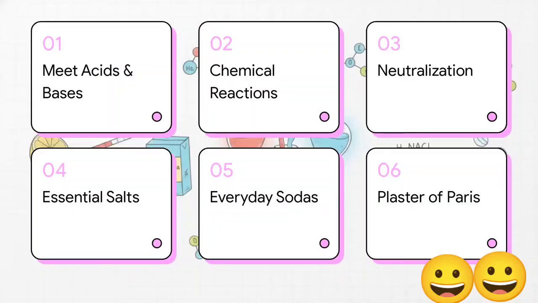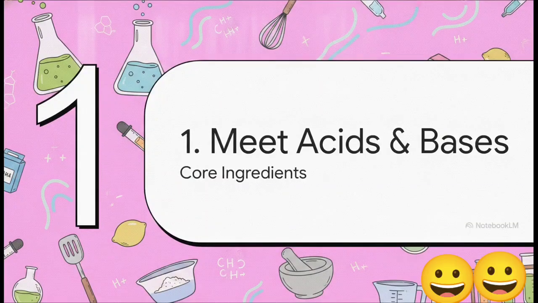All right, let's quickly run through our agenda for today. We're going to start by meeting our main characters, acids and bases. Then we'll cover the rules of their chemical reactions, the magic of neutralization, how we create essential salts like baking and washing sodas, and finally, we'll wrap up with plaster of Paris. Let's get into it. Okay, Section 1.